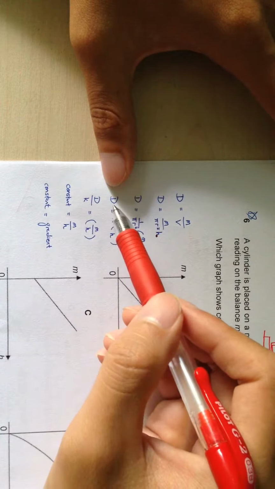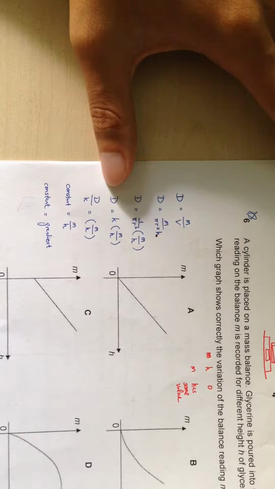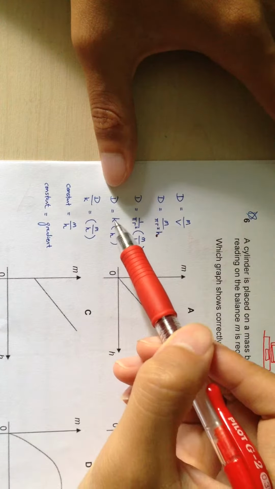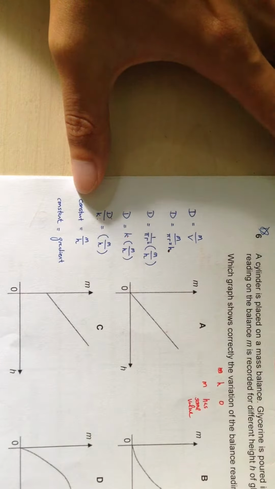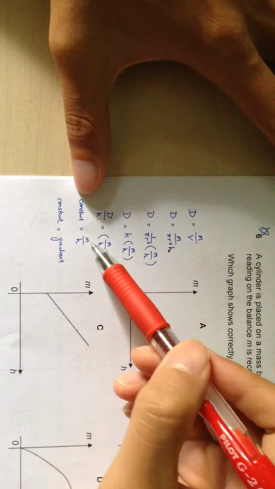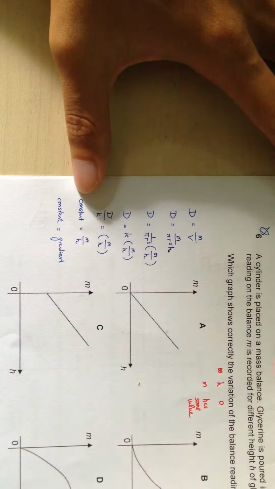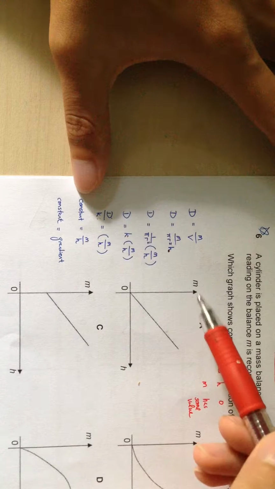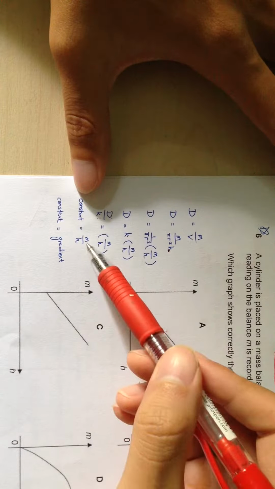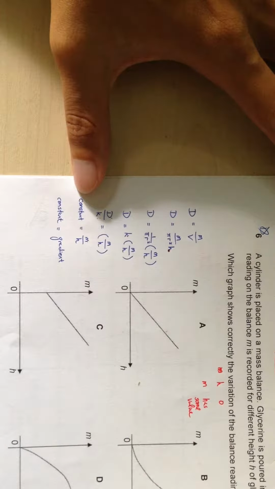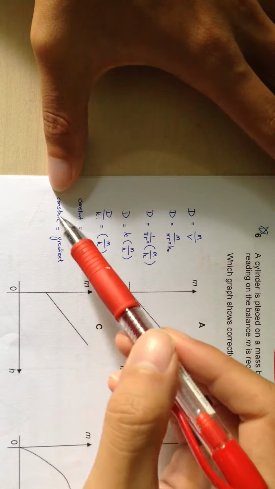Then I ask myself, density is also something fixed. It's a property value, right? As long as I'm using the same liquid, D is going to be the same. So let's move all the constant numbers to the left. I move my k over here, I get D over k. Then D over k, a constant over another constant, is going to be a constant. So I will know that m over h equals a constant. And what is m over h? If you look at the graph, you have the mass on the y-axis and h on the x-axis. So in this case, m over h is your gradient of the graph. So I know that my gradient has to be constant.